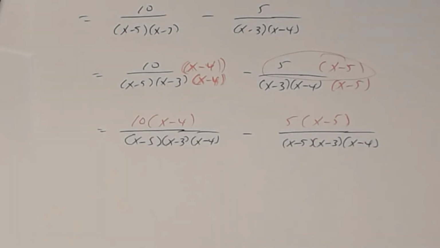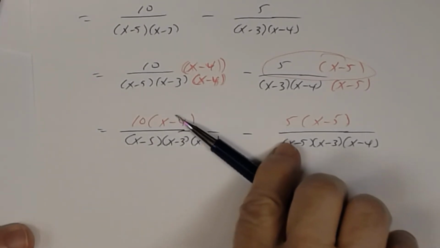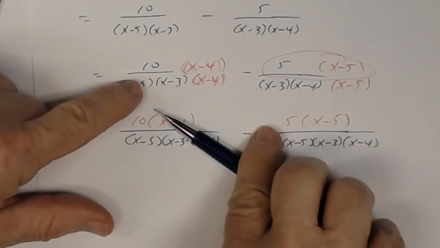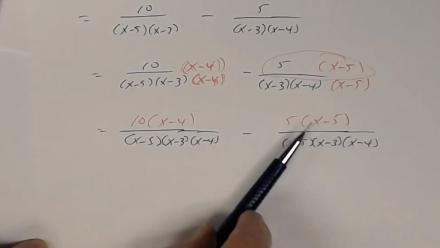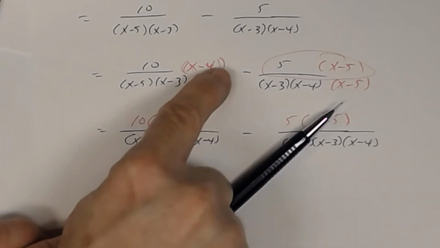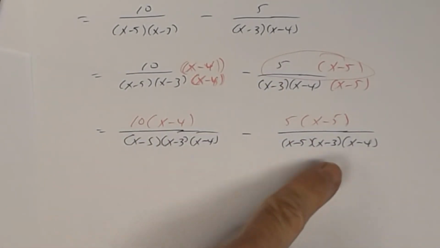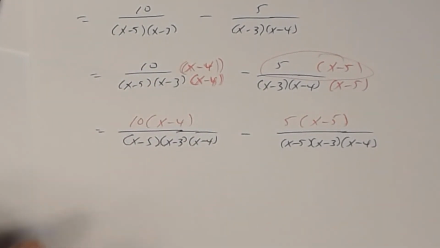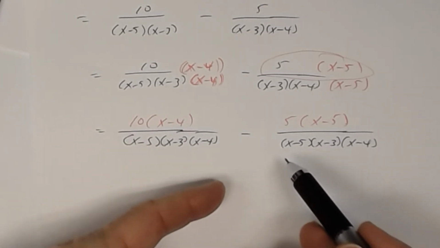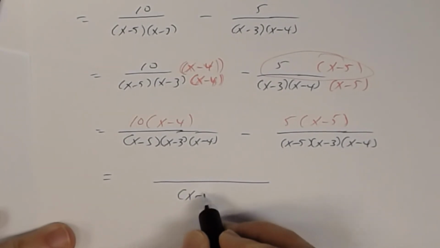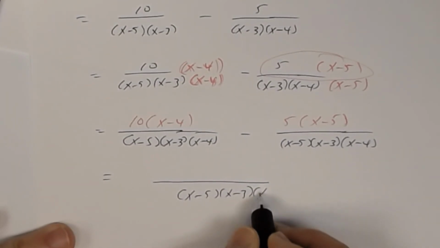Now you always know you're doing this correctly if you reduce. See how I can reduce the x minus 4s here? What's left is what you have here. And if I reduce the x minus 5 like this, I get 5 divided by these two factors, which is what this is. So this is equivalent to this, and this is equivalent to this. Now you're going to write this as one rational expression since the denominators are the same. So just do this for right now: (x minus 5)(x minus 3)(x minus 4).